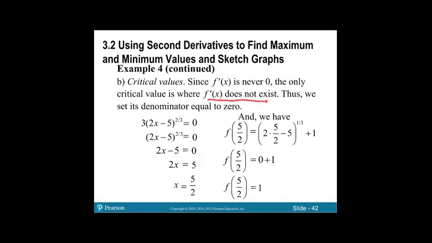So that's where the denominator is going to be 0. And so we get the 5/2. We got that. So then when x is 5/2, the corresponding y value is 1. We could find that, I just didn't do it.